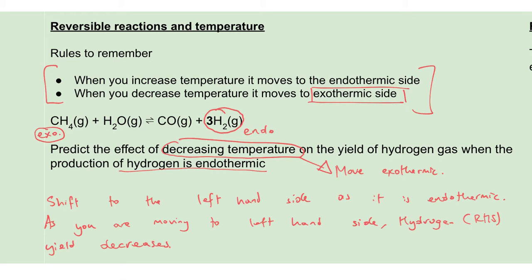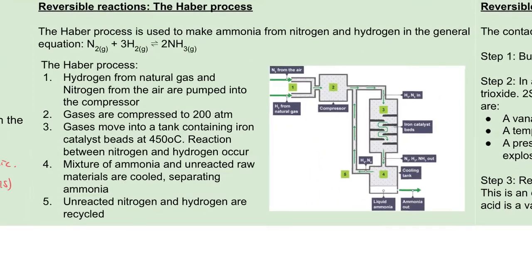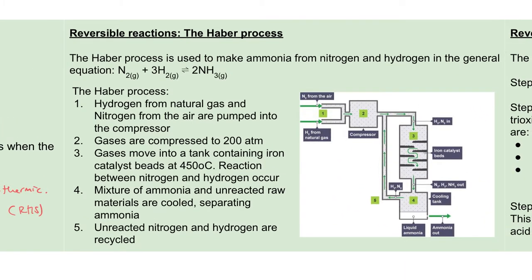Now, we're going to talk through the Haber process. I mean, you need to know step by step. In your test, there is a question step by step on the Haber process. So the first really, really important thing is I use the Haber process to make ammonia from nitrogen and hydrogen in the general equation. This is my general equation. It's a reversible reaction, okay? I've got only things which are gases.